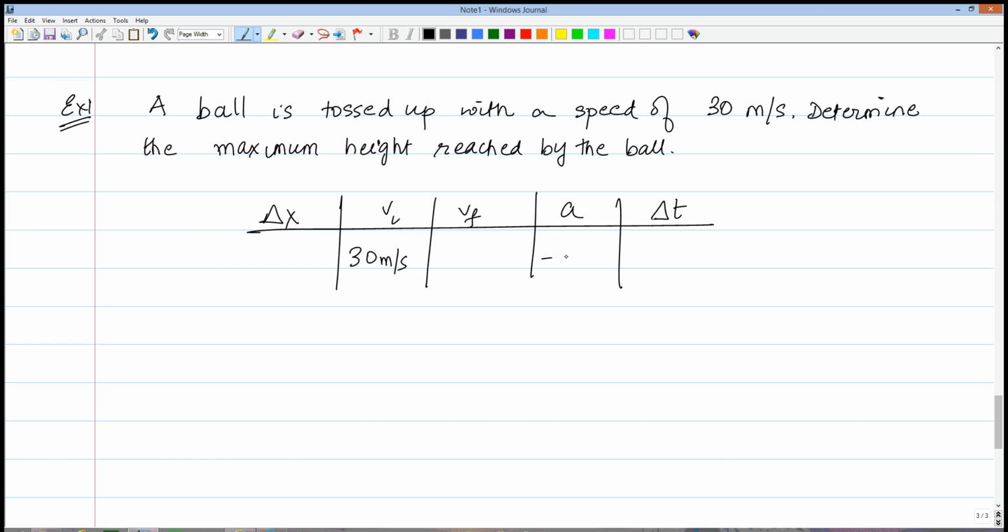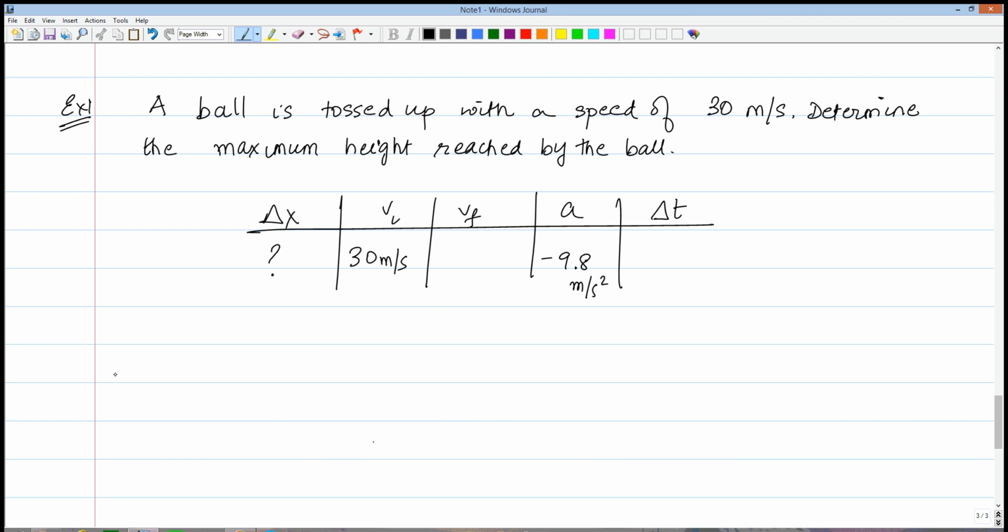We also know that a is negative 9.8 meters per second square, and we're looking for maximum height. But we all understand that we need at least 3 things in these problems. So you have to ask, what else is going on? And this is where we rely once again on the physics of the situation.